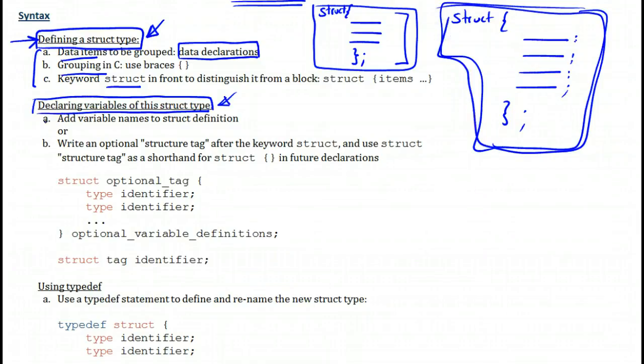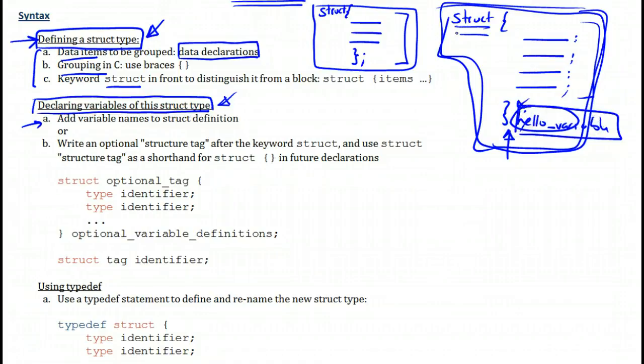So there are multiple ways of doing it. First, you could start adding variable names right after the definition of the struct type. So you could add variable names right here and declare variables of this new struct type that you would have defined right here. So you could add a variable, and this will be of type this struct. So this is one way of doing it, and you can put commas one after the other.